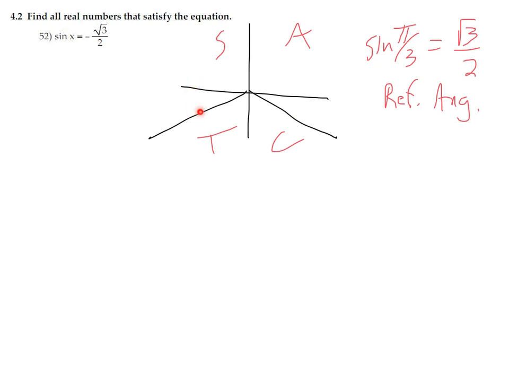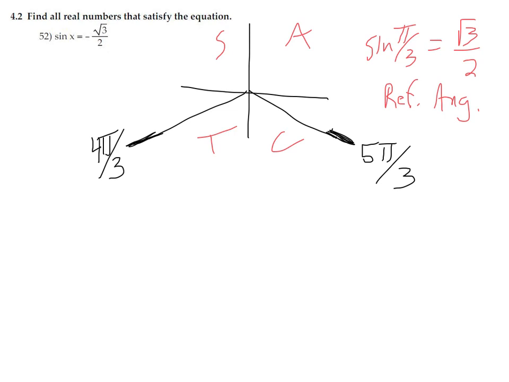This is pi thirds. So we have to compute what this actual angle is, and that's pi plus pi thirds, 4 pi thirds. And this one is 2 pi minus pi thirds, which is 5 pi thirds. So those are our solutions, 4 pi thirds and 5 pi thirds. They are pi thirds reference angles in quadrant 3 and 4, where sine is negative.